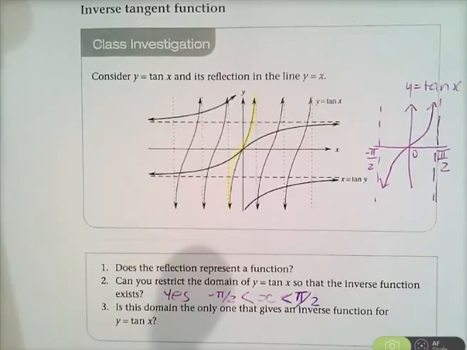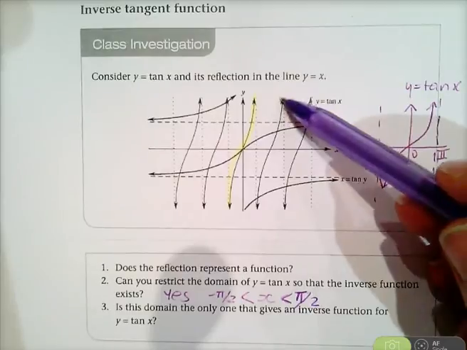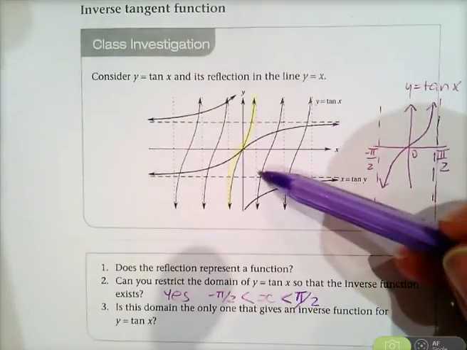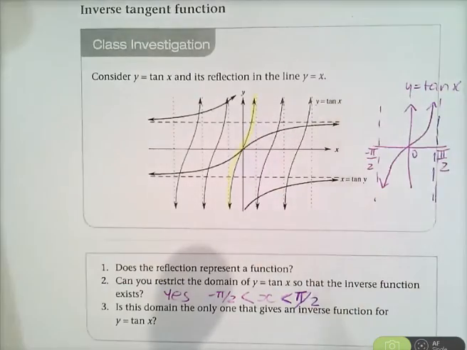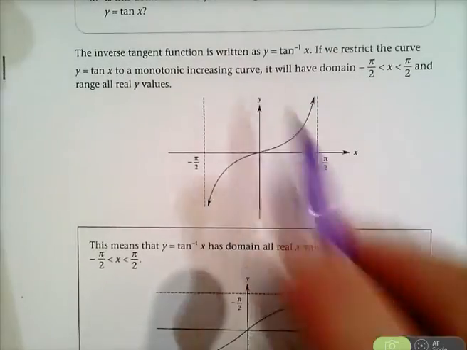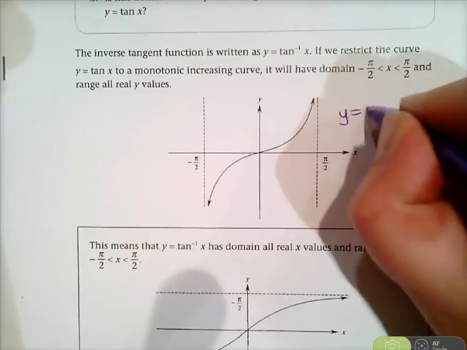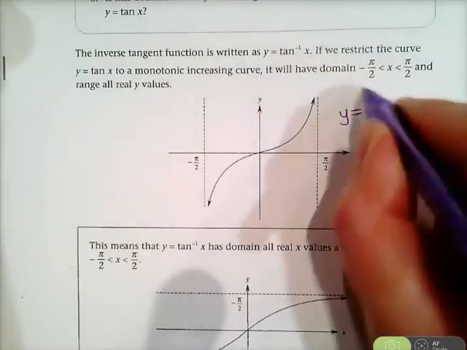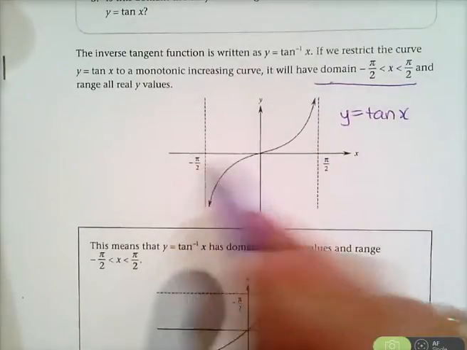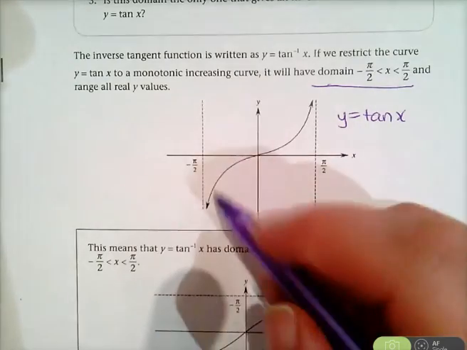Okay? And this is not the only domain that gives an inverse function. I could have gone from pi on 2, I think, to 3 pi on 2, or any of the others as well. Okay, so let's have a look. The inverse tangent function is written as y equals tan to the minus 1 x. Here is my original tan function, y equals tan x. If we restrict the domain to negative pi on 2 to pi on 2, notice there's no less than or equal to signs because of the asymptotes.